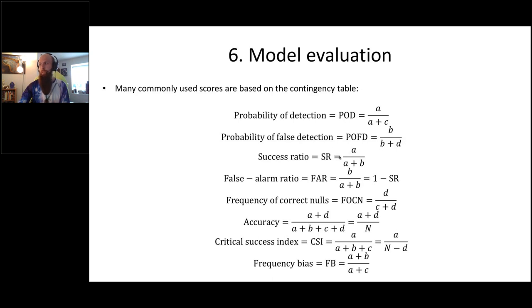Success ratio is the number of hits over the number of positive forecasts. So the number of successful tornado warnings over the number of total tornado warnings. False alarm ratio is 1 minus the success ratio, so it's the number of false alarms over the number of positive forecasts, so the number of tornado warnings that don't verify over the total number of tornado warnings. Frequency of correct nulls, almost no one ever looks at that. I'll skip over that one.